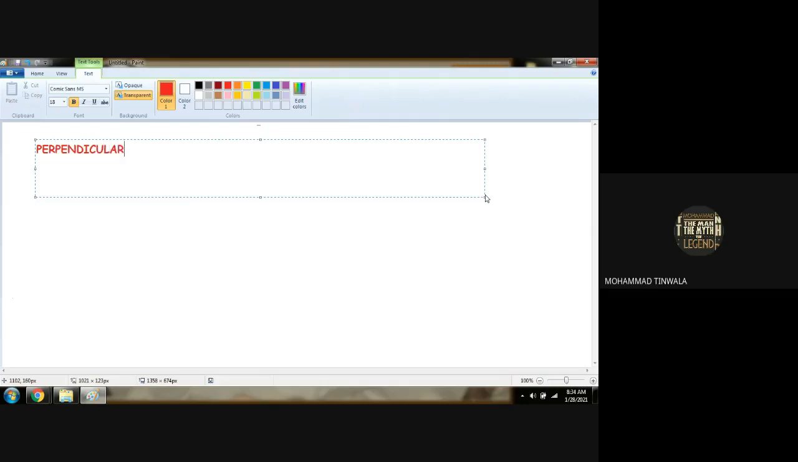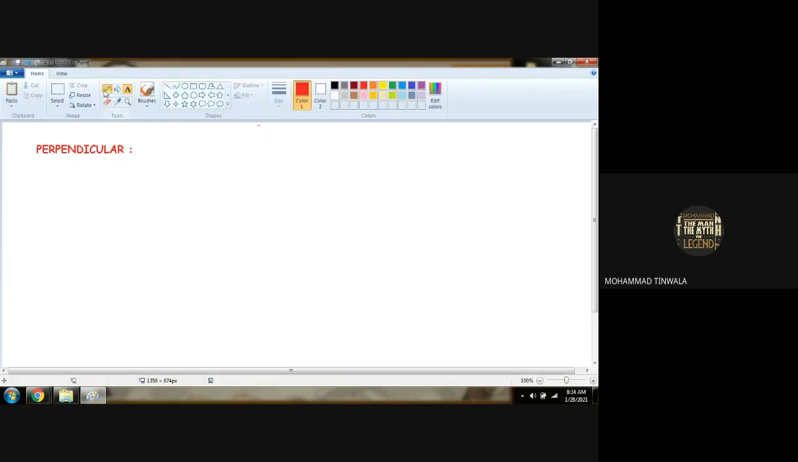Perpendicular means a line which is intersecting another line. The baseline, for example, is this. And the line which is forming another line and creating a 90-degree angle on both the sides, this line is known as perpendicular. Understood? Any doubt with this? No, sir.